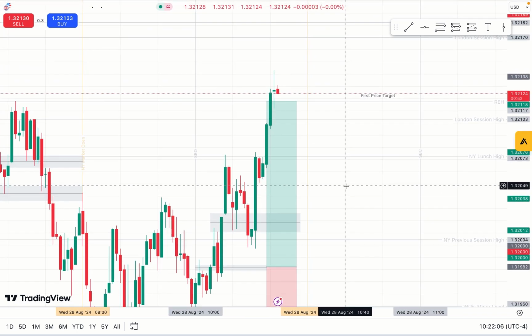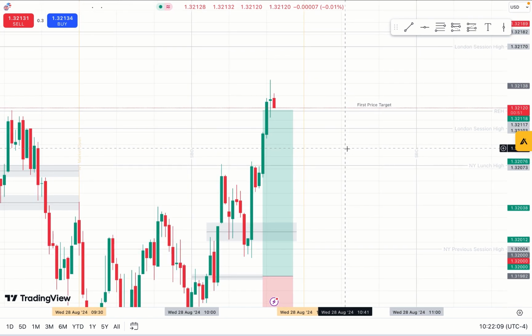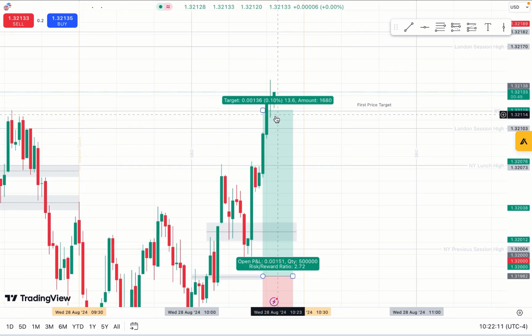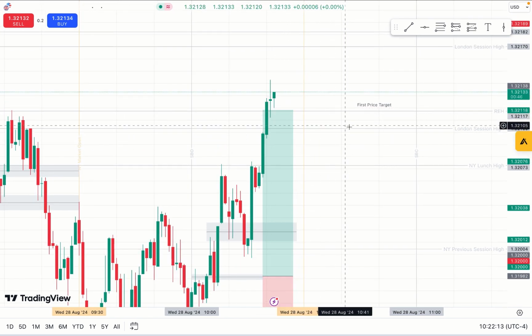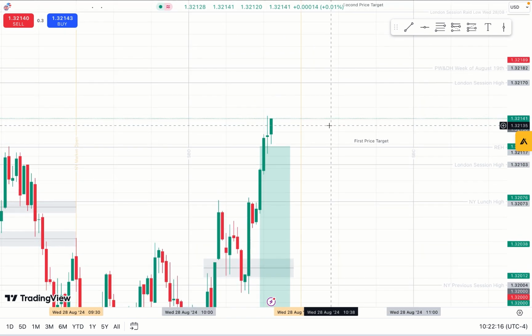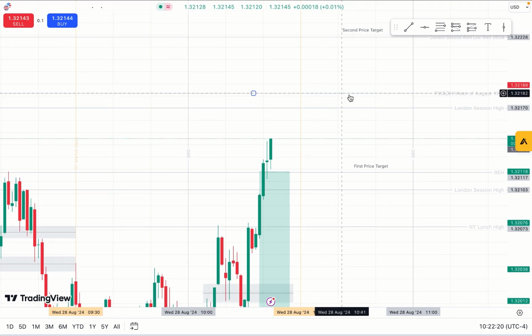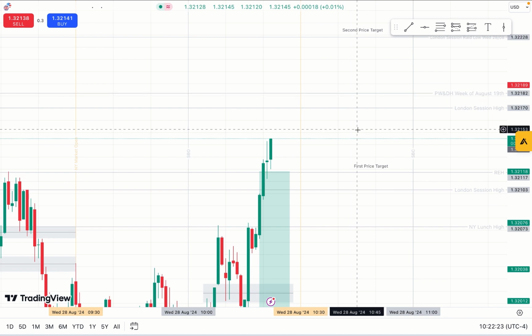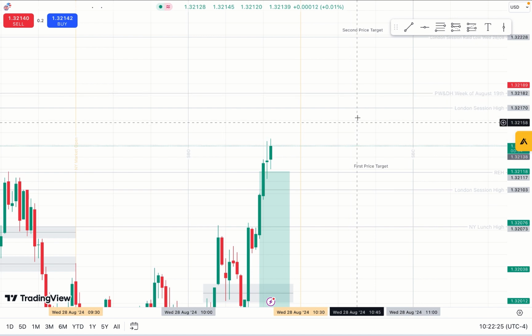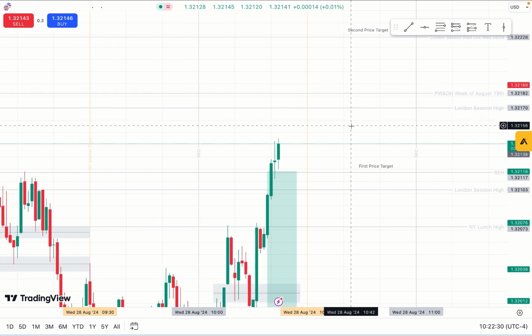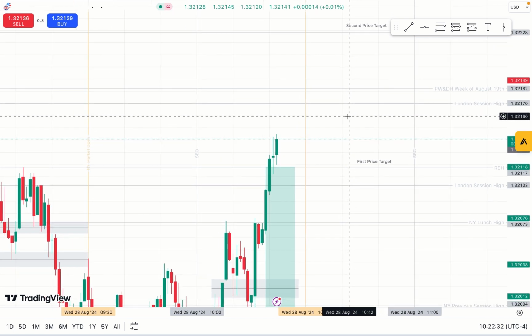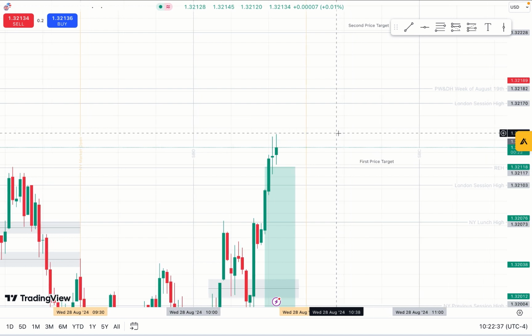So yeah, expecting price, as I said, to probably just consolidate a bit around this region, but ultimately we expect it to aim for this second price target. But again, we expect some reaction with this previous week high, especially because there's another close high here too. So we expect a bit of reaction here as well. So we'll see how it plays out.